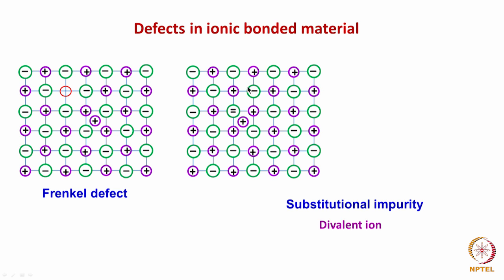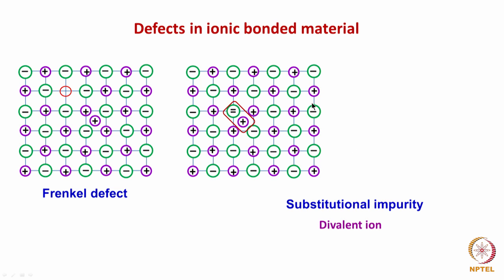If the lattice is otherwise perfect, then the only place it can come to is some interstitial site very close by. If it goes very far away, then it will be locally creating a field. So generally they prefer to form as close as possible to where the defect is present. About these aspects we will talk much later. Some consequences of this.